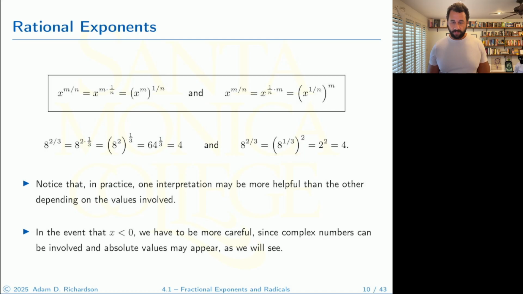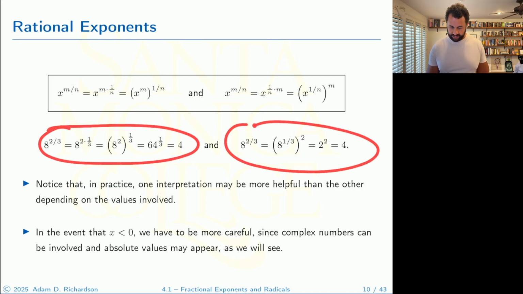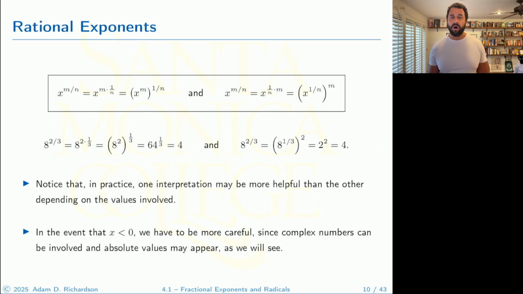One thing I want to point out: if you look at these two calculations right here, notice that in practice, one interpretation may be more helpful than the other, just depending on the values involved. So let me highlight this for a minute here. This you might find difficult to compute, 64 to the 1/3, but this is a lot easier to compute. 8 to the 1/3, that's 2. And then 2 squared is 4. So this is why it's important to have different interpretations. One may be more natural or easier to use. It just depends on the context, right?